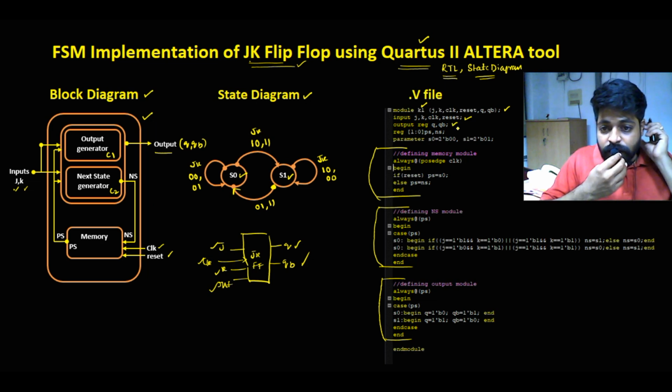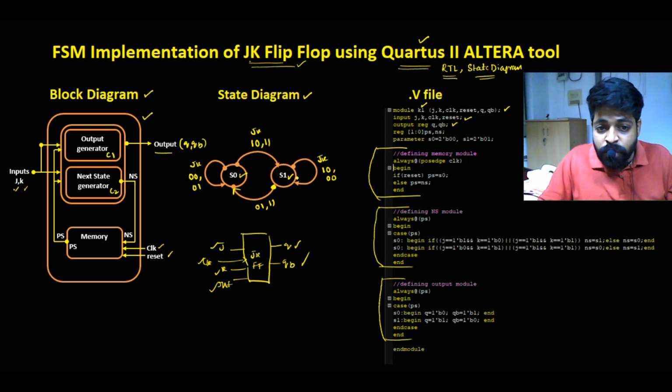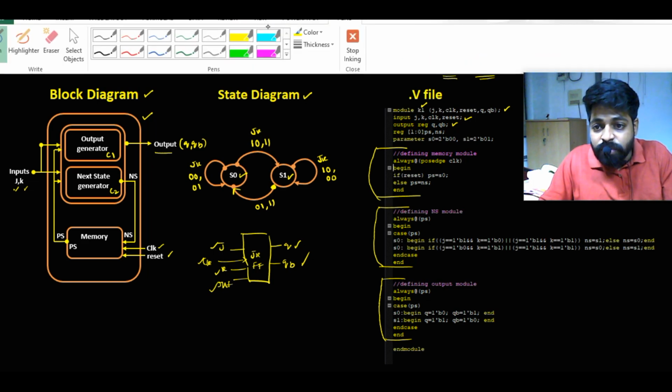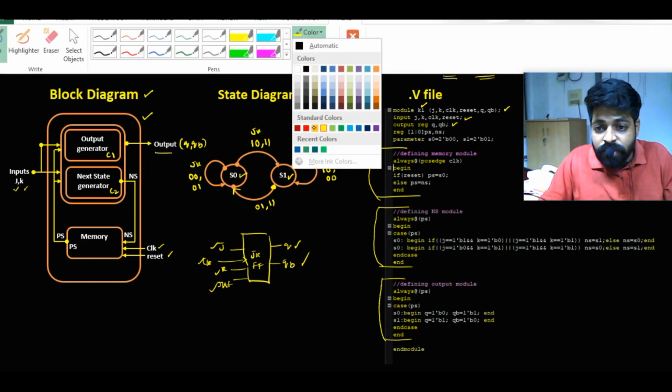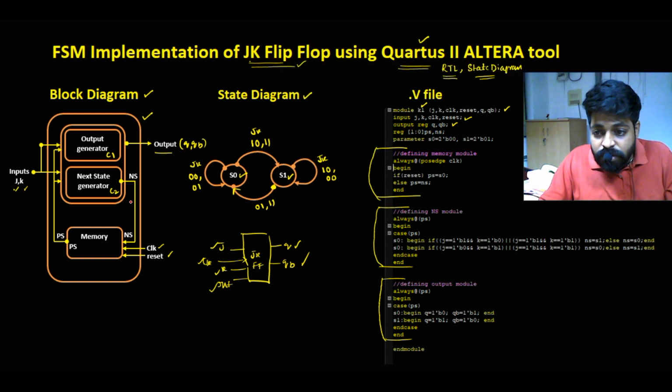Wherever we have two modules with intermediate variables, intermediate connections, we should define them with the net data type. So I will be defining a net data type over here. This is what the net data type is.